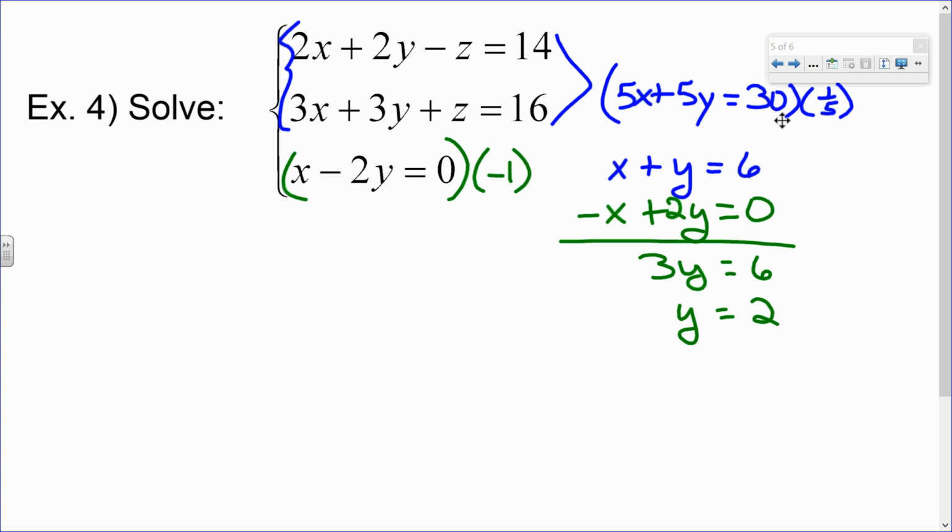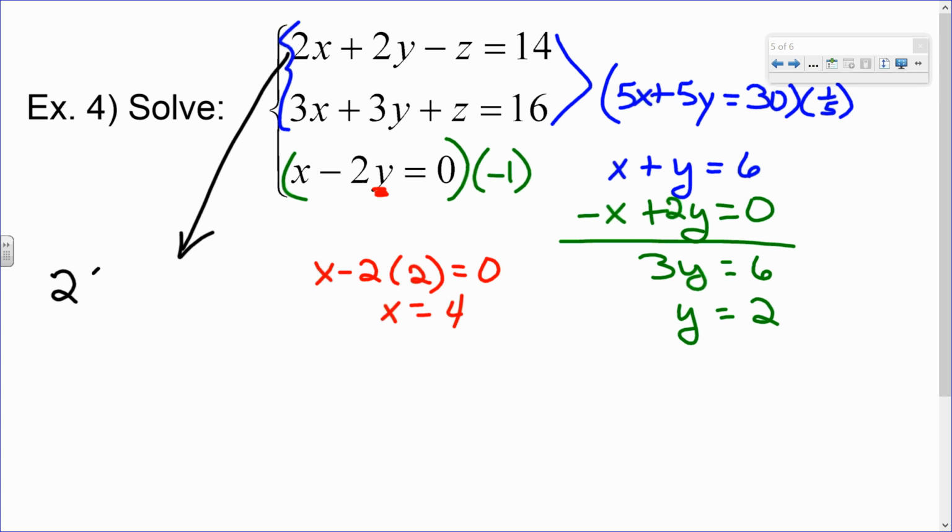Then I just start substituting y equals 2 into some of those original equations to get the others. If I put 2 in for this y, I have x minus 2 times 2 equals 0, so x equals 4. And then I need to come up with z. Doesn't really matter which equation I pick at this point. I think I'll take the top one. 2's are slightly smaller than 3's.